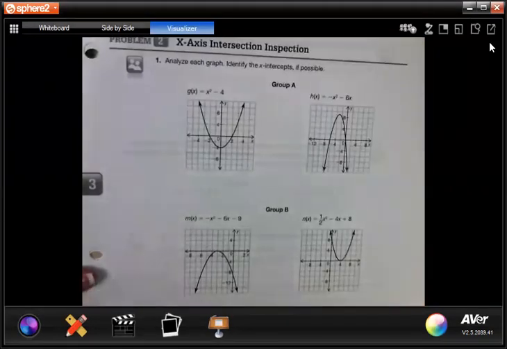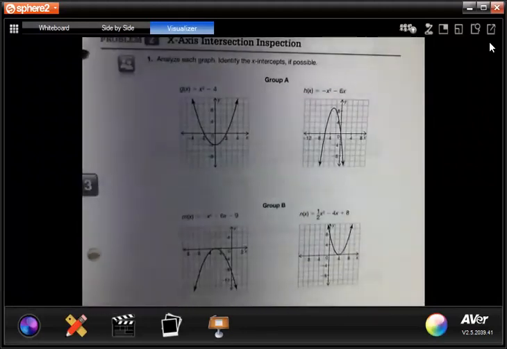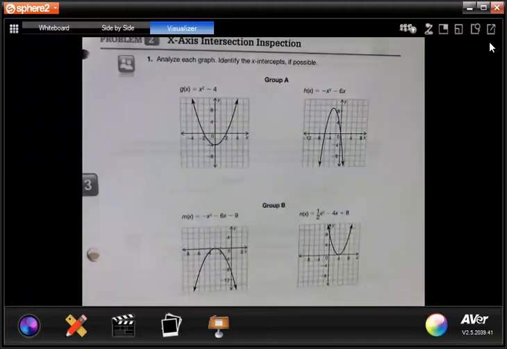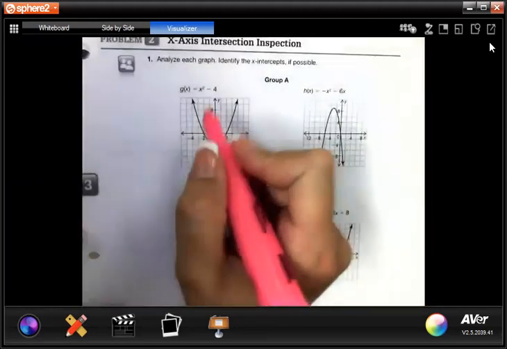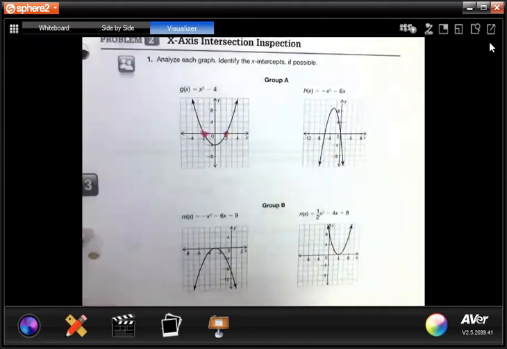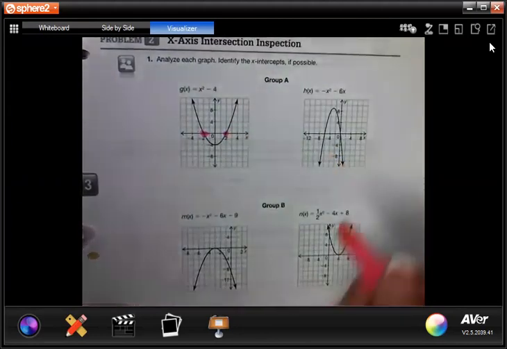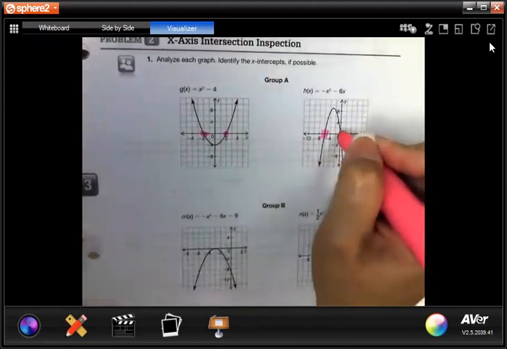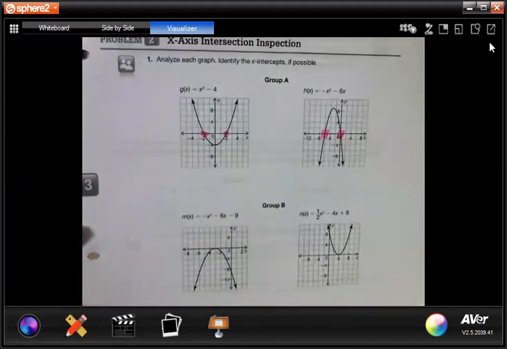So let's talk about our solutions there on a quadratic. We said the solutions is where it crosses the x-axis because we get the equation set equal to 0. So in this case, we have two solutions, one right here at negative 2, 0, and one at positive 2, 0. This one too has two solutions.